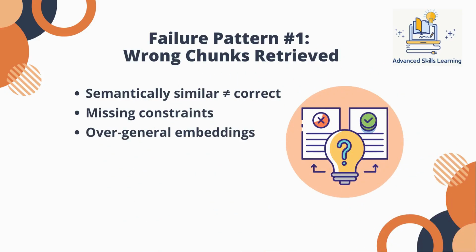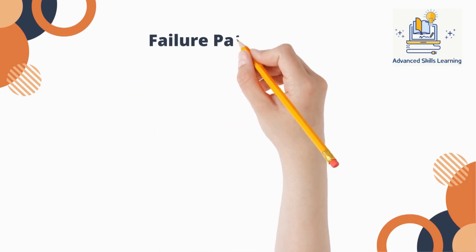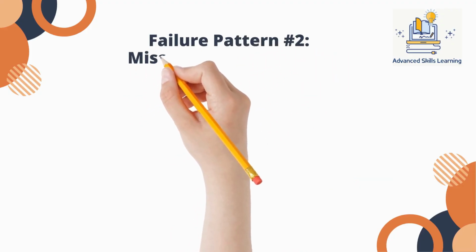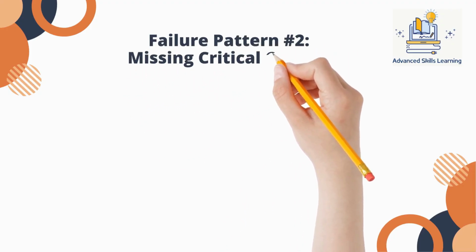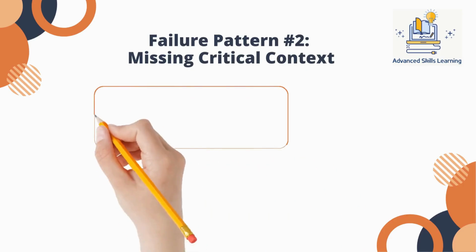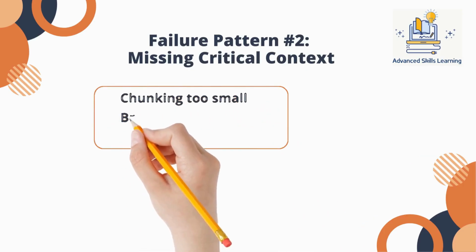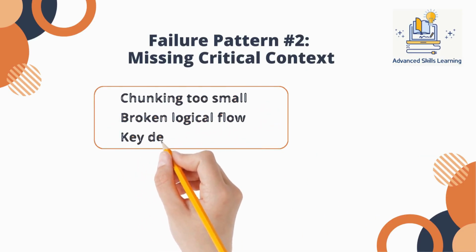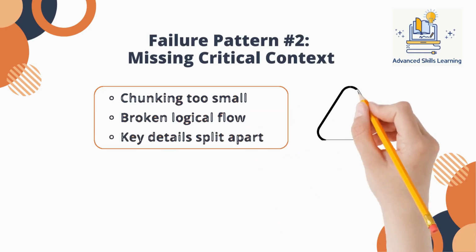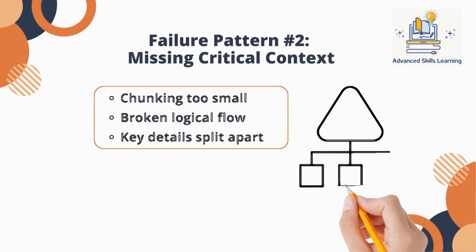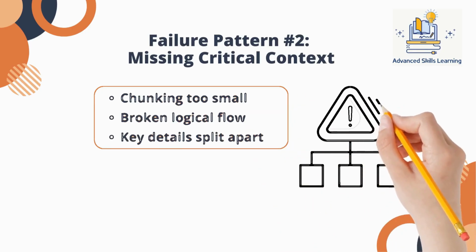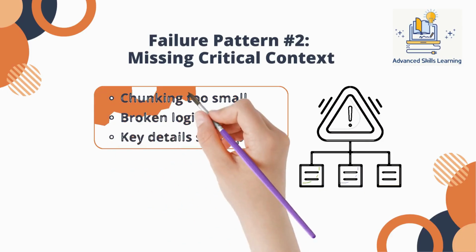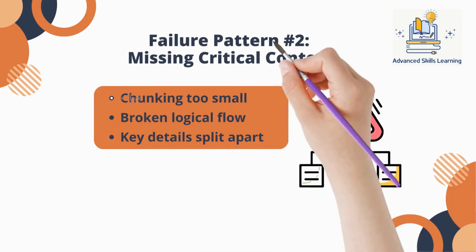The second failure pattern is missing critical context. This usually happens because of poor chunking strategies. When documents are split too aggressively, related information gets separated into different chunks. The retriever may fetch one part of the explanation but miss the key condition, exception, or dependency that actually makes the answer correct. The result is partial truth, which is often worse than no answer at all.